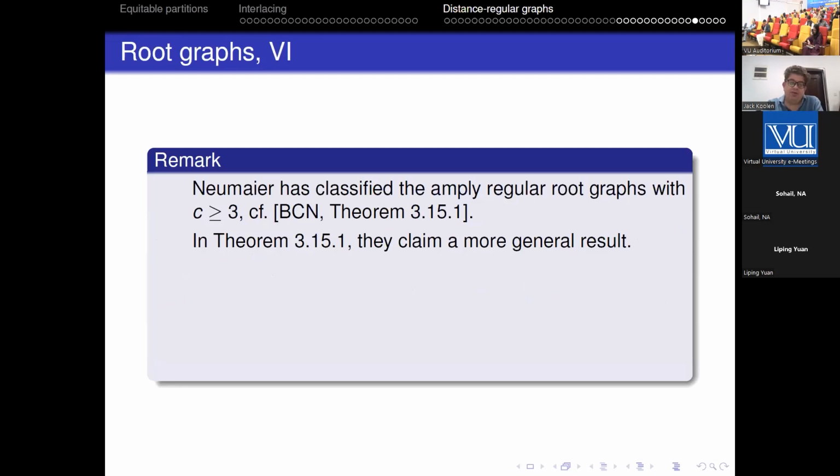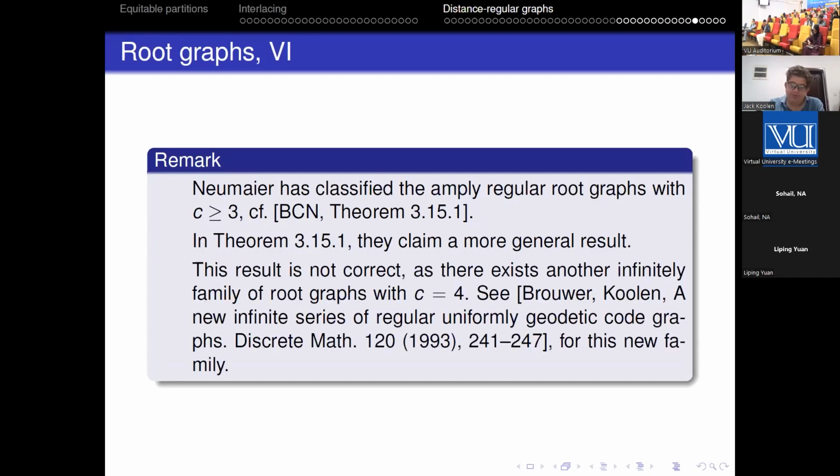So now I might classify the amply regular good graphs with c at least 3. You can see, for example, BCN theorem 3.15.1. But in 3.15.1, they claim a more general result, and this result is not correct, as there exists another infinite family of good graphs with c equal to 4. And this is also amply regular.